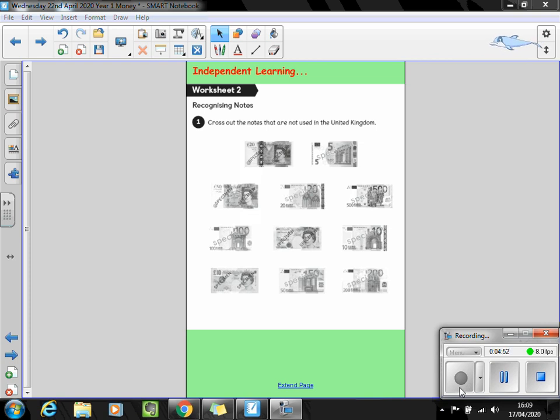Question 1. I'd like you to cross out the notes that are not used in the United Kingdom. Again, you might want to talk to an adult about this, look carefully at the notes you can see, and maybe talk about or find out which countries they are used in.